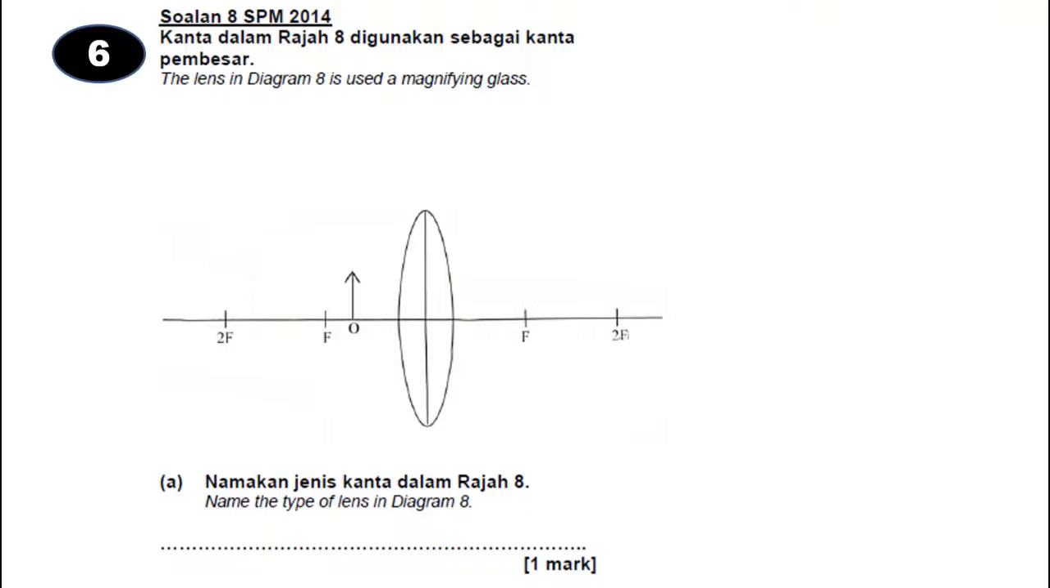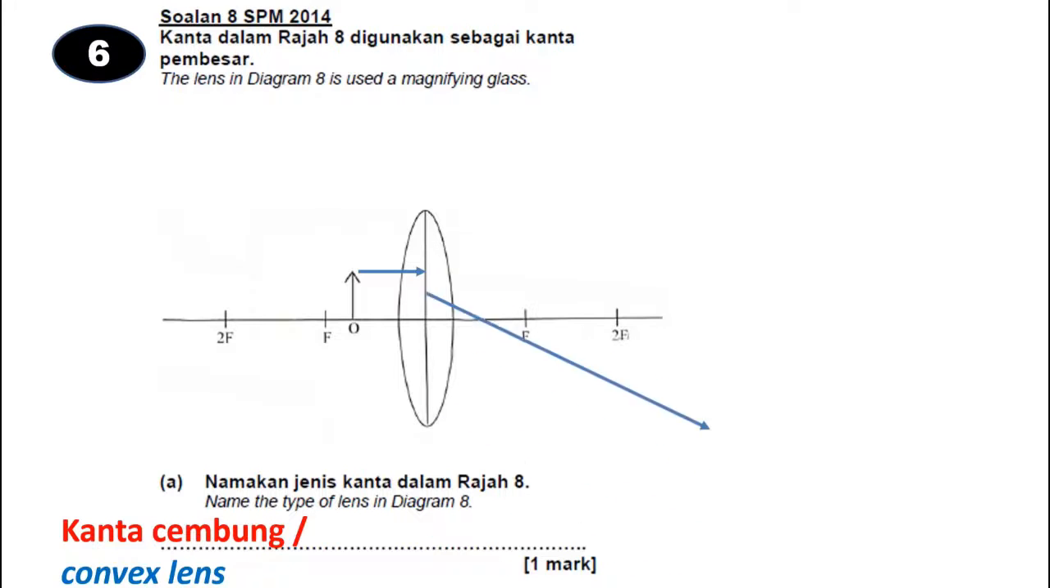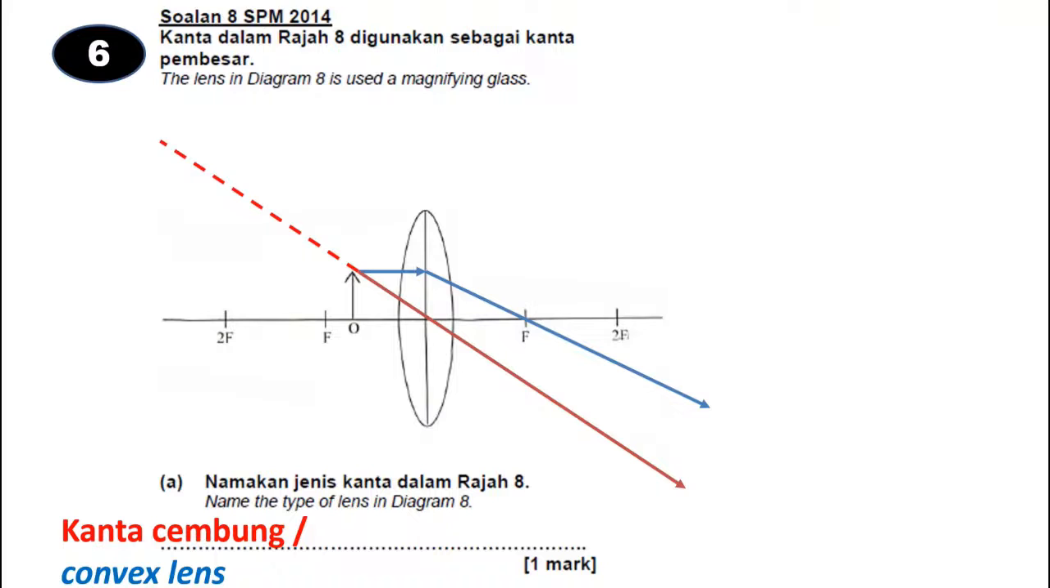Question 6. This exact question came out in SPM 2014. Look at part A. Name the type of lens. Very simple and straightforward: convex lens. Then you need to draw the ray diagram. Of course, follow the 3 rules. Parallel and goes to the F. Then pass straight through the optical center. And you might need to extend the line behind, at the left side here. Extend, then you will get the image.